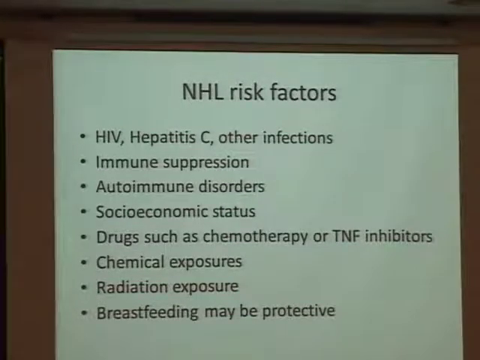Some drugs, so if you give somebody chemotherapy, certain types of chemotherapy put people at higher risk for lymphoma, and treatments for other diseases that affect the immune system, such as some rheumatoid arthritis drugs that are great for rheumatoid arthritis, also put people at a little higher risk of lymphoma. Chemical exposures can, so organic solvents, toluene, benzene, and stuff like that. Radiation exposure can increase people's chance of getting lymphoma. And breastfeeding may be protective if you were a baby. So, next.